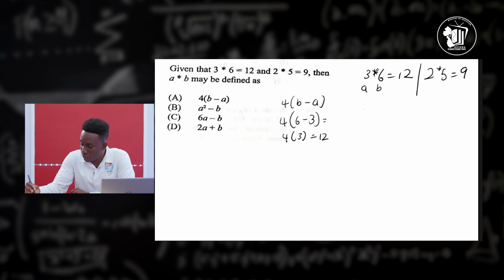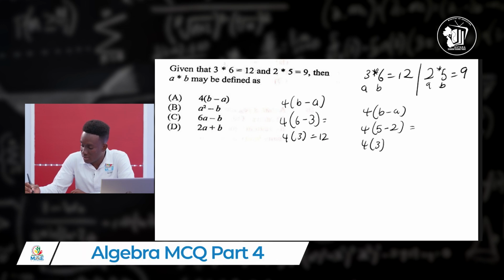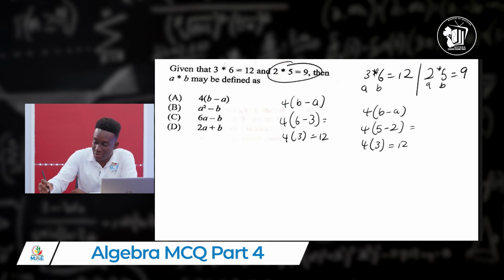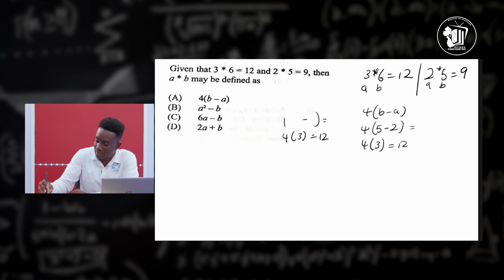So 4 open bracket B minus A. So let's see, 4 multiplied by, so this is A, this is B. So B will be 5, subtract 2. And let's see, this will give me 9. So 4 multiplied by 5, subtract 2 would give me 3. So 4 times 3 is 12. So this does not give me the 9 here. So this cannot work. All right, so let me erase that. So let's try another one.